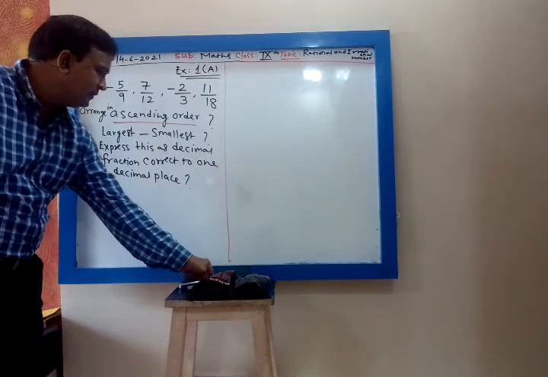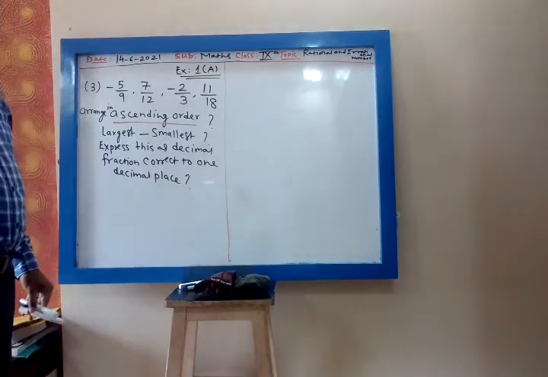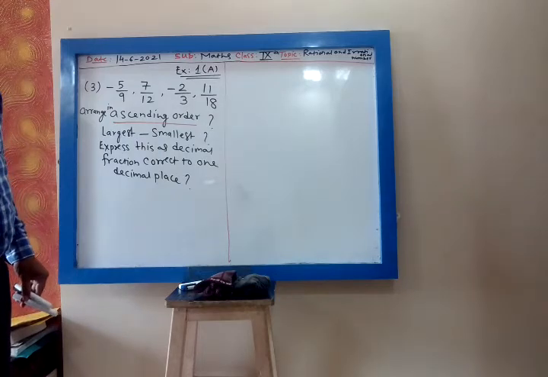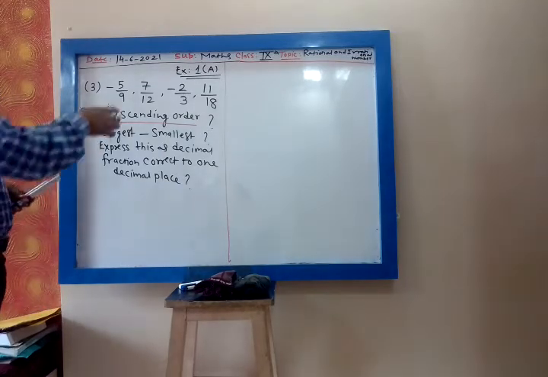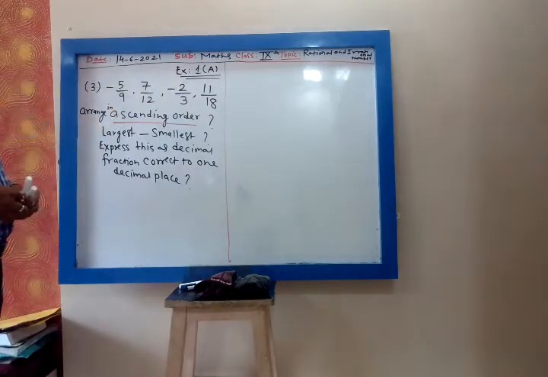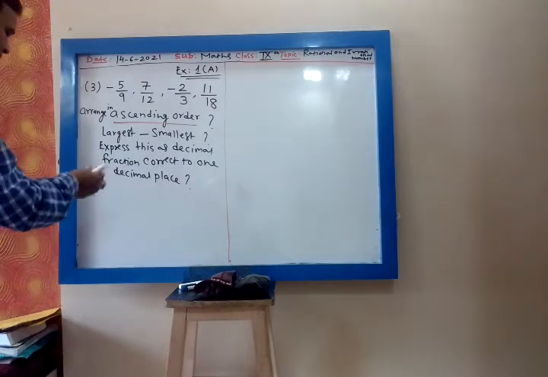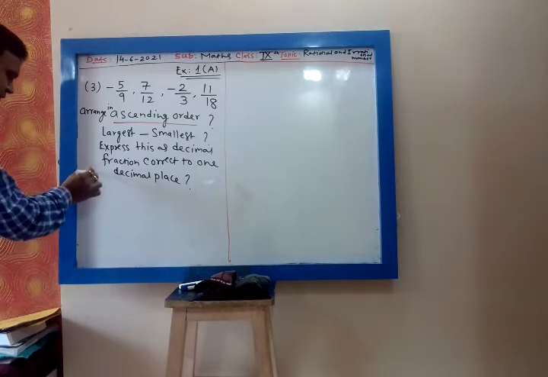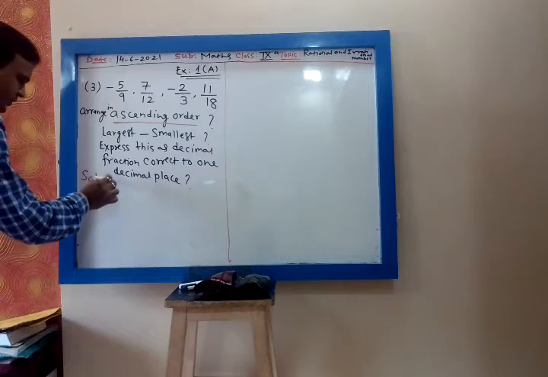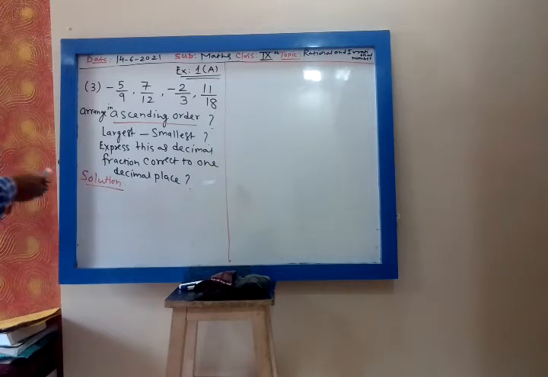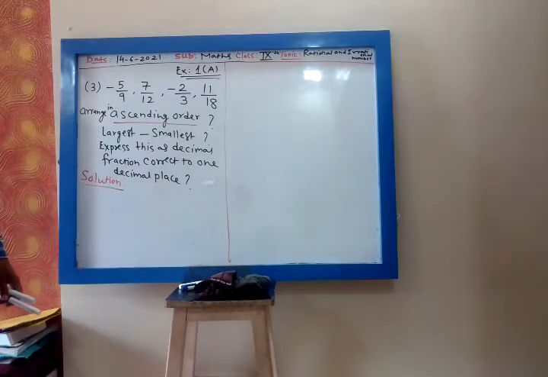Minus 5 by 9, 7 by 12, minus 2 by 3, and 11 by 18. We are given these rational numbers. We have to arrange them in the ascending order. So write down the solution of this. We are given the rational number minus 5 by 9.